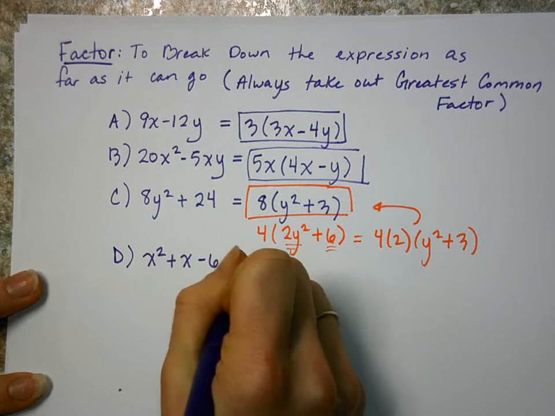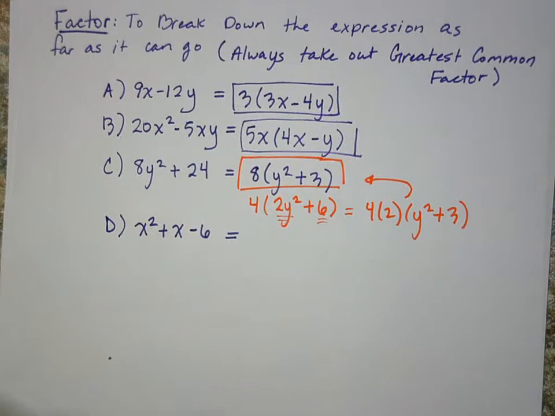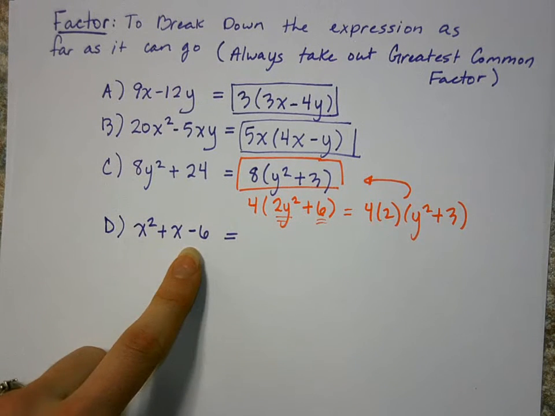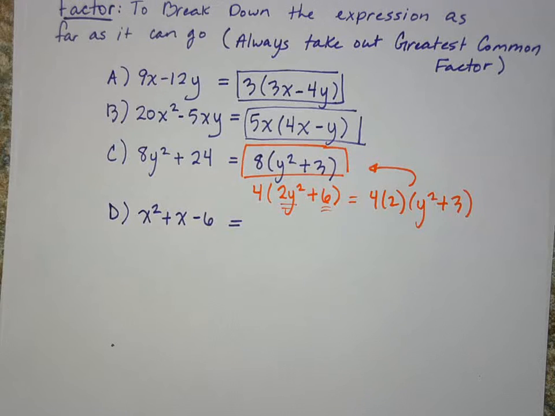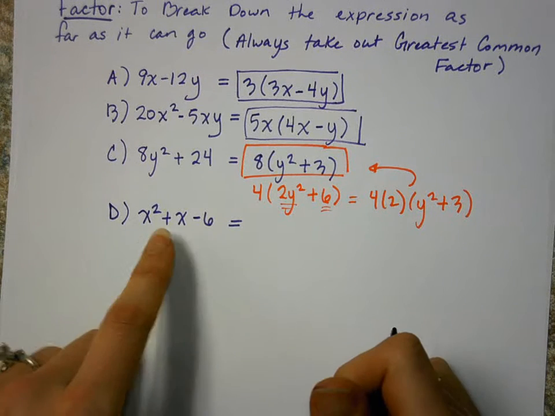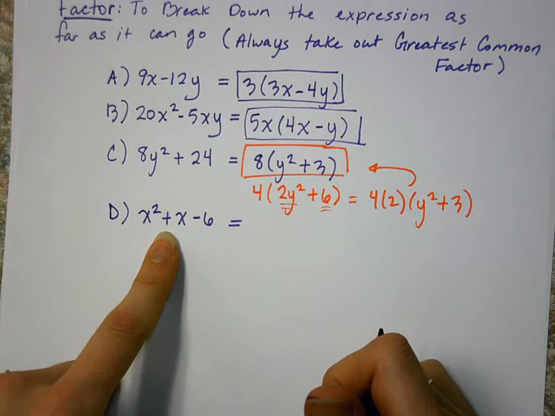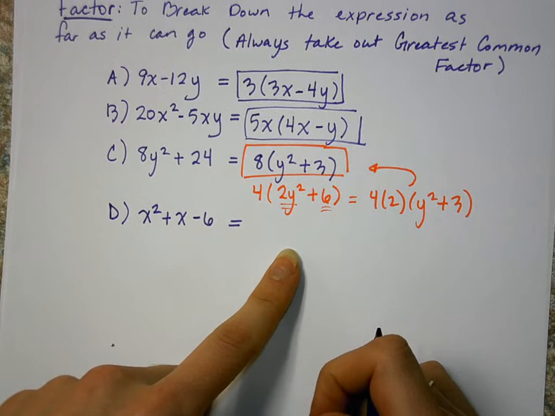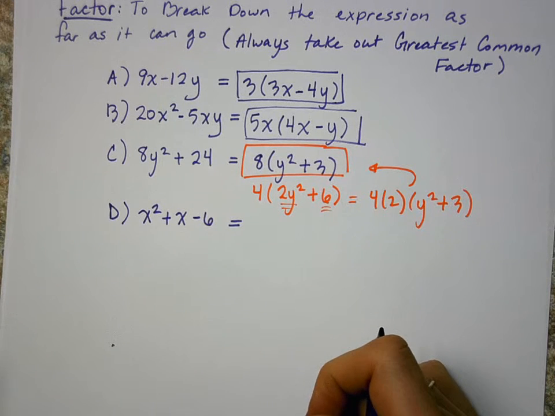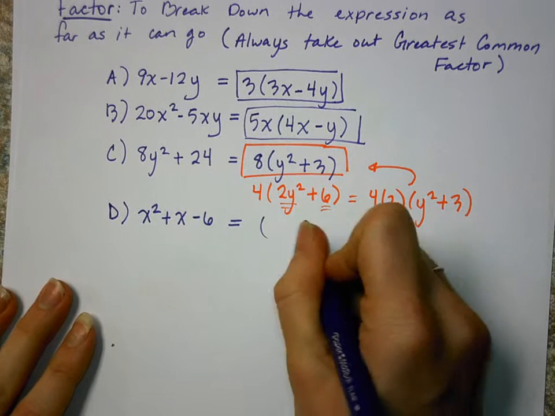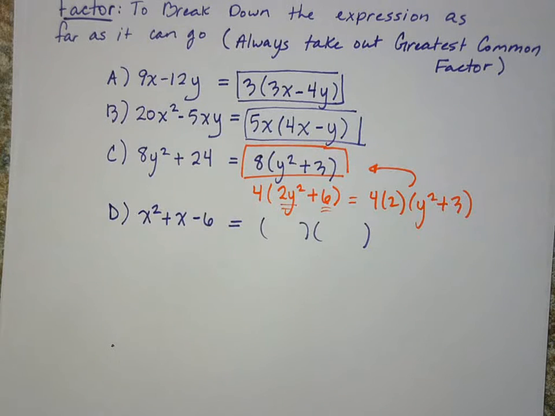Okay, this is what we're focusing on today: factoring something like x squared plus x minus 6. Look at your worksheet you did last night and see if you can determine what you multiplied to get that answer. So what would this factor down into? You know you're going to have something like this, and determine what those two parentheses are.